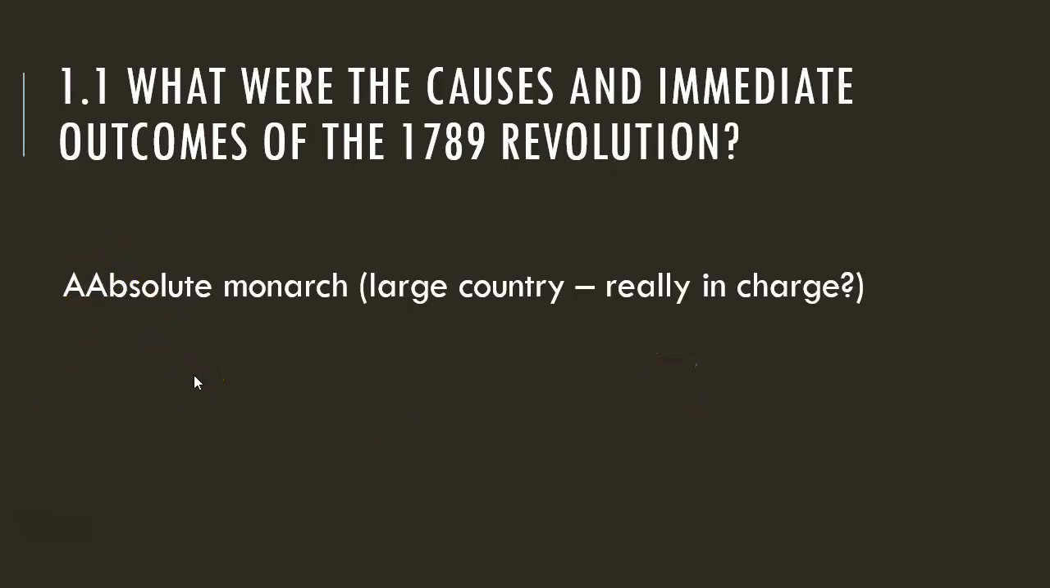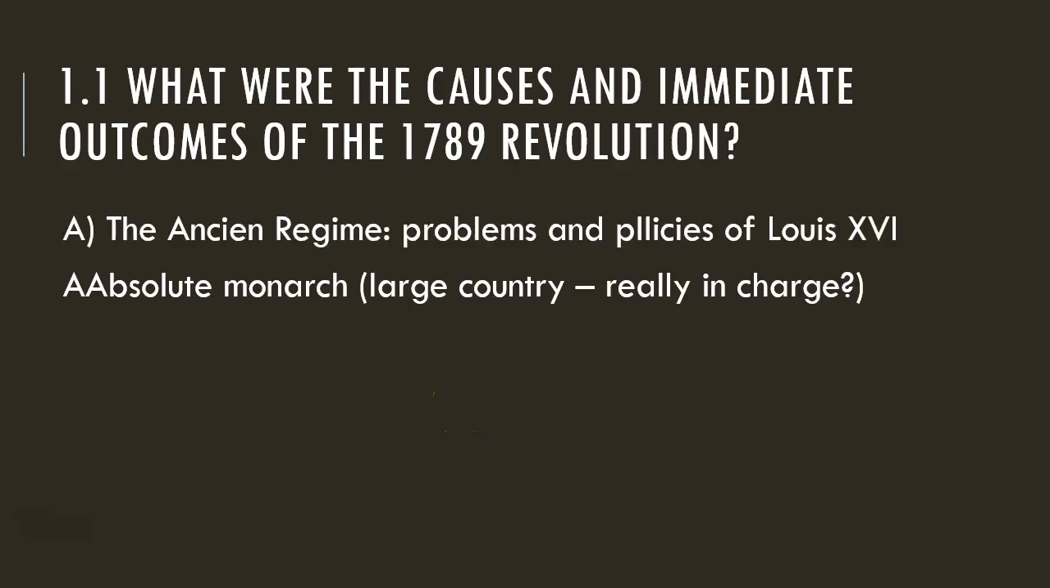What is an absolute monarch? An absolute monarch is someone who's absolutely in charge of the country. The best examples from history are Louis XVI of France, who we're going to be talking about, and probably Peter the Great of Russia. Anyway, again, my PowerPoint kind of does its own thing.